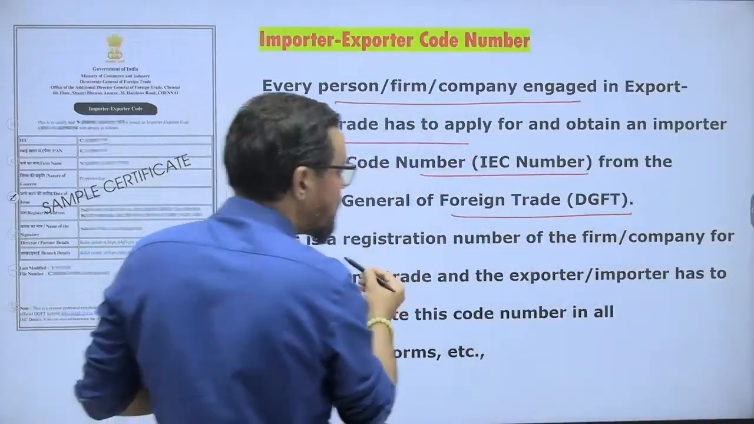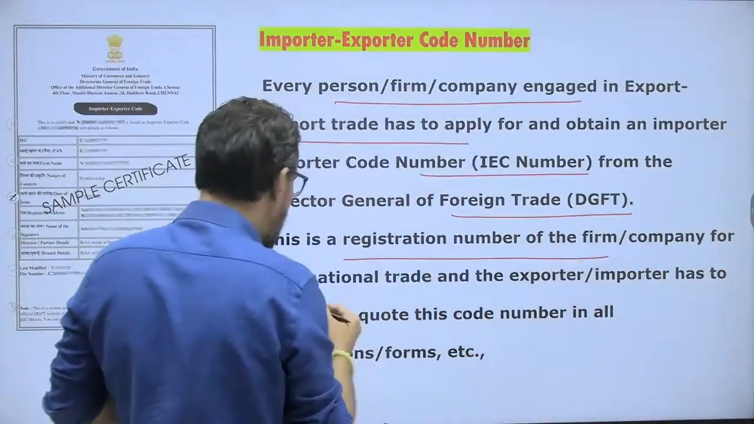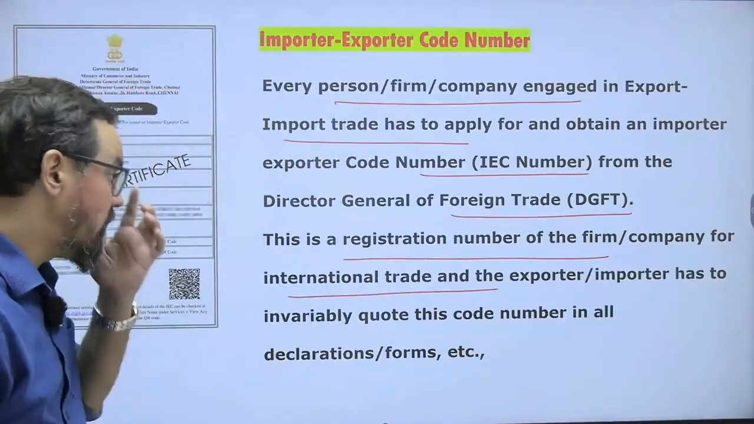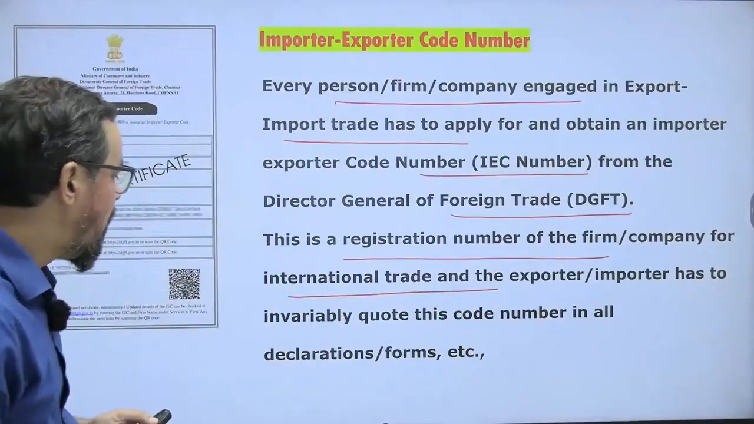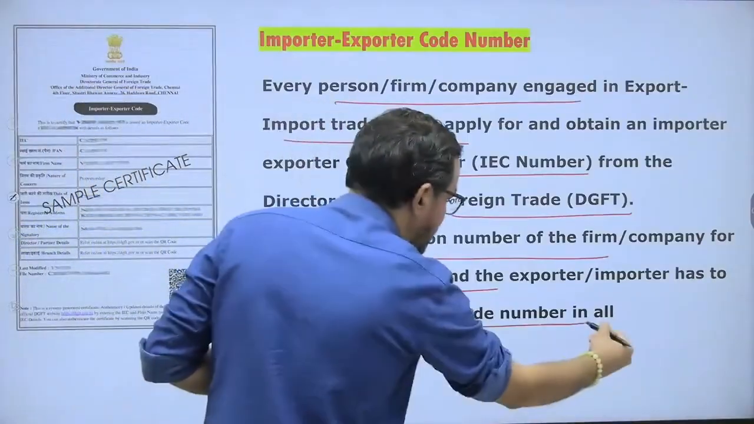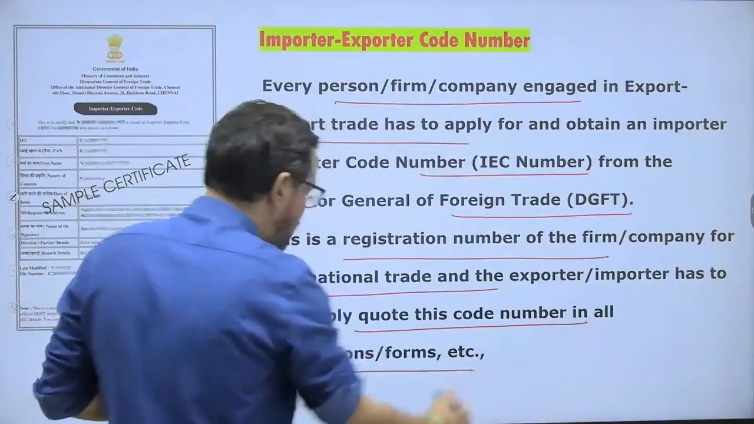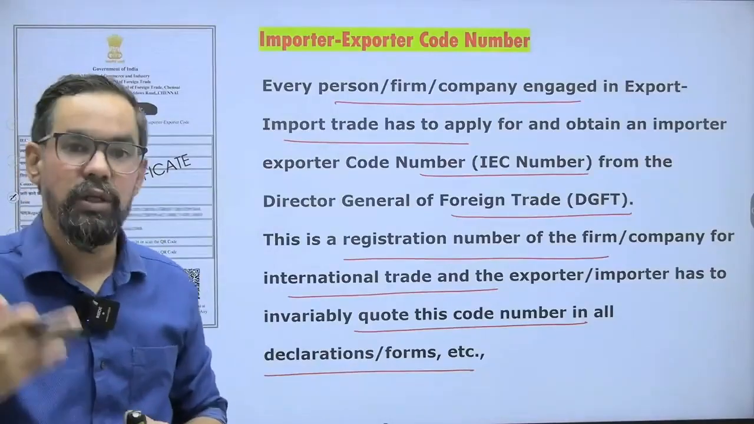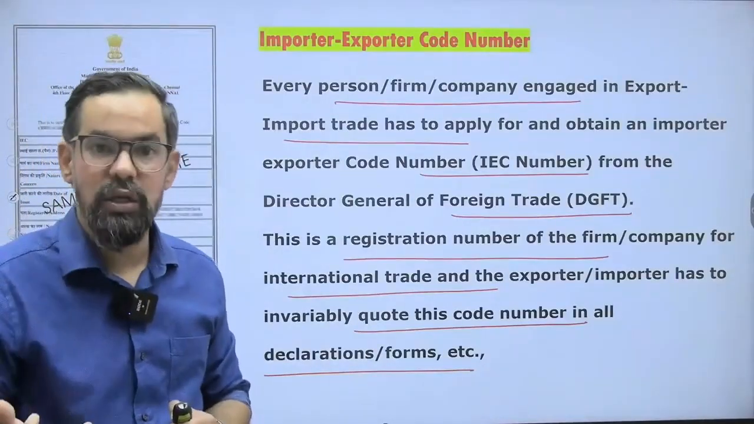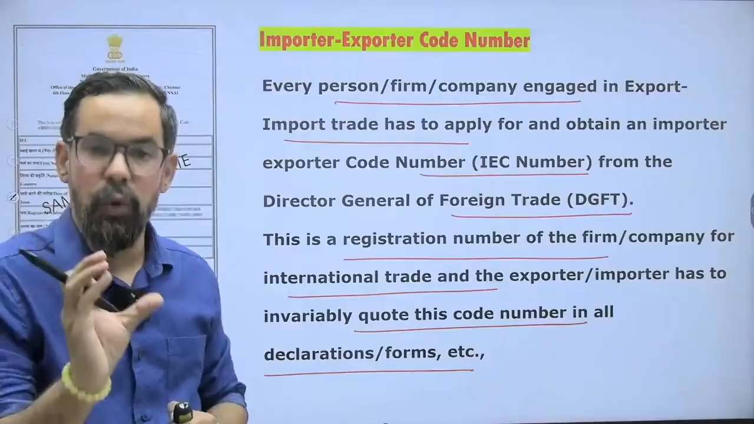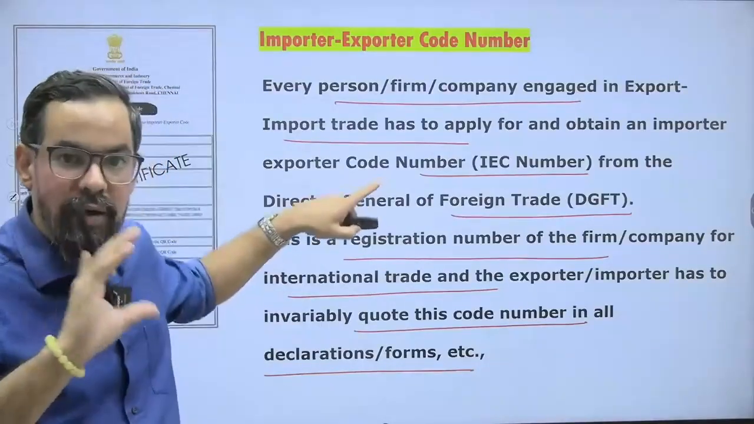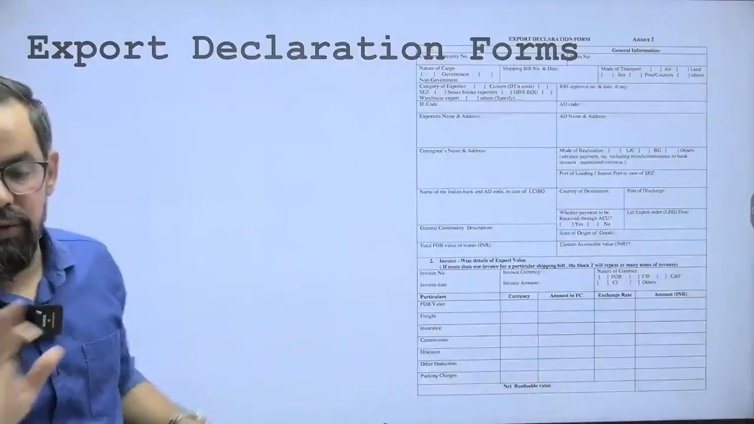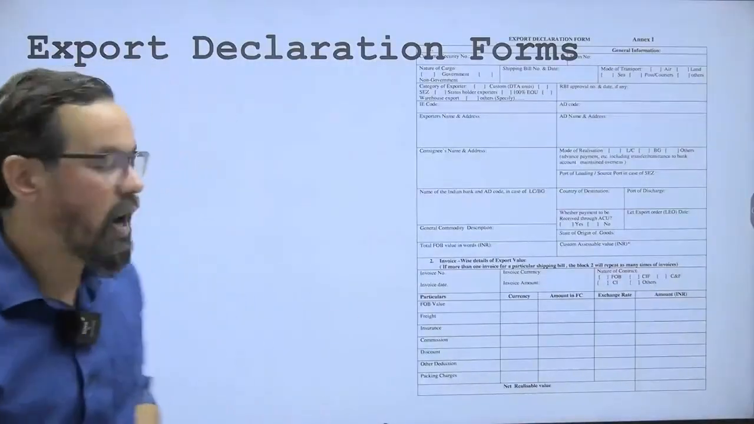This is a registration number of a firm or company for international trade, and the exporter or importer has invariably to code this number in all declaration forms, okay. Let's say if you are doing export, you have to fill the export declaration form, okay. In that export declaration form, your transactions will be monitored through this IEC number, okay. Every time you do import or export, that will be part of this one, okay.